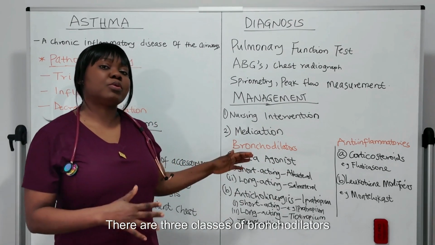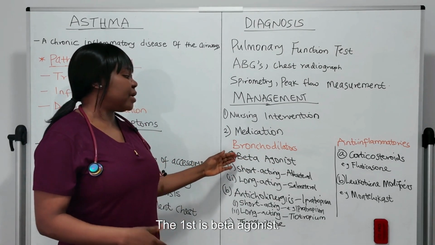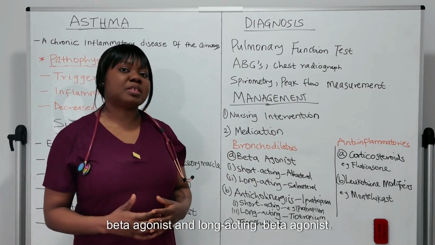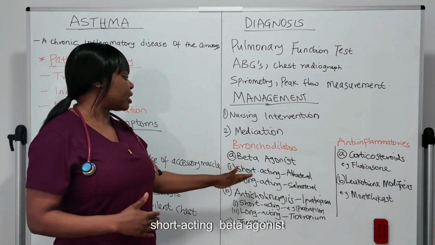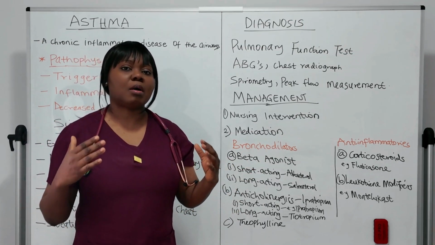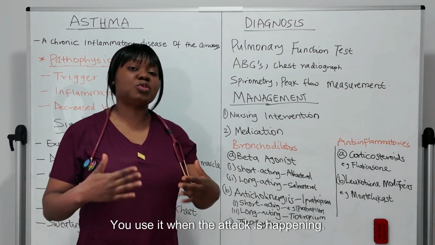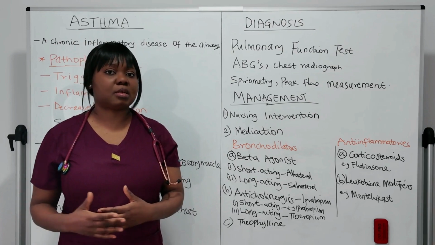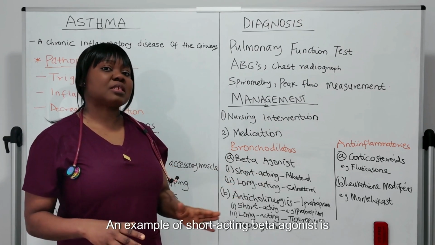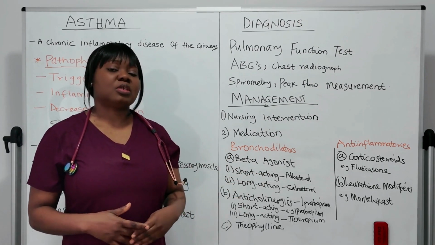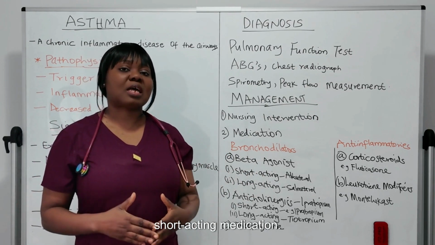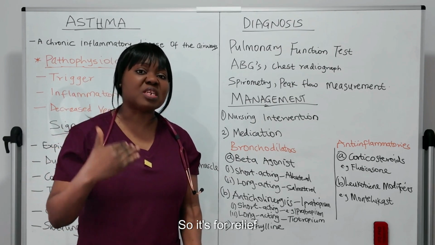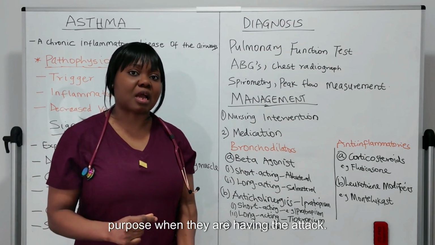There are three classes of bronchodilators you want to know. The first is beta agonists. This beta agonist can be short-acting or long-acting. The difference between the two is that the short-acting beta agonist is for acute attack. That is a reliever drug. You use it when the attack is happening. It's not supposed to be used for long-term or maintenance purposes. An example of a short-acting beta agonist is Albuterol. Like I mentioned, it is short-acting, so it acts fast. It's for relief when they are having the attack.